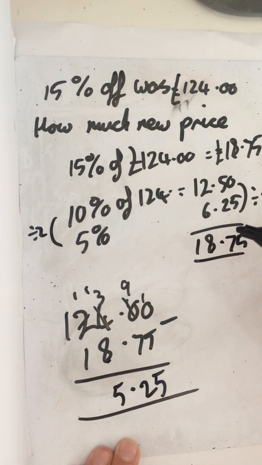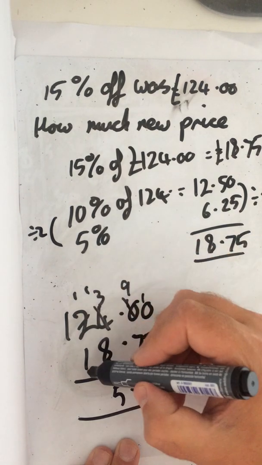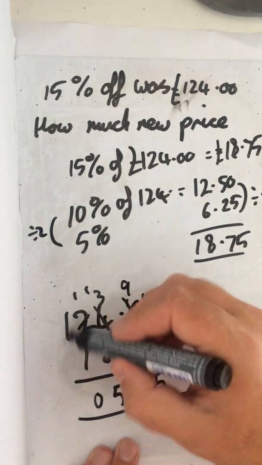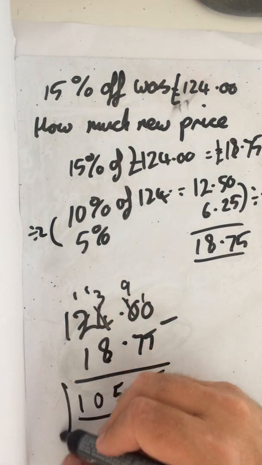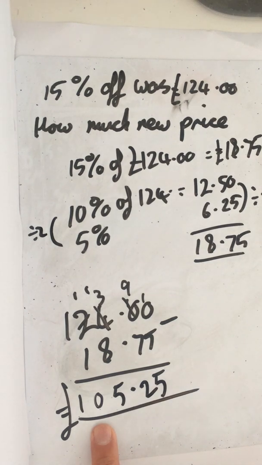There's something wrong there now. No, I haven't. 1 take away 1 is 0. 1 take away nothing is 1. So it's 105. The new price is 105.25.